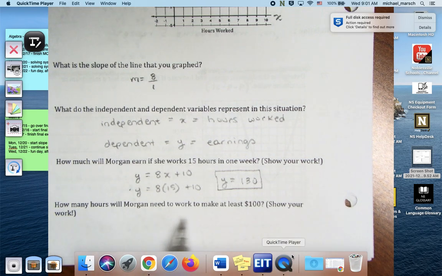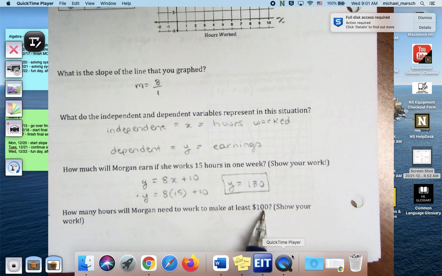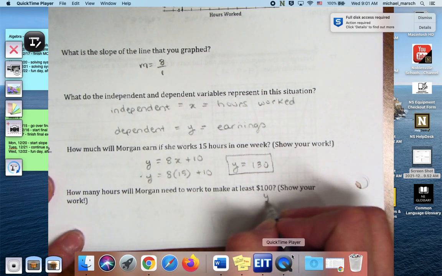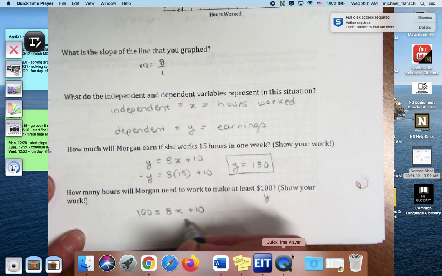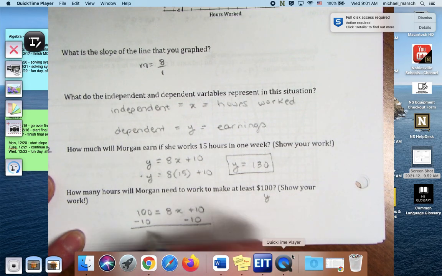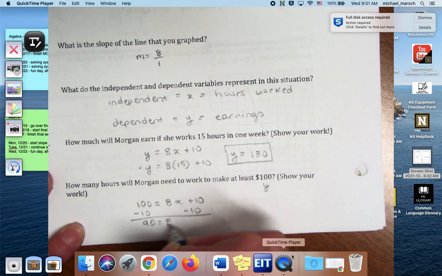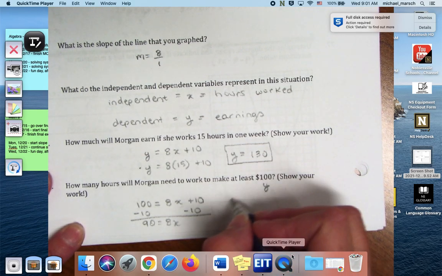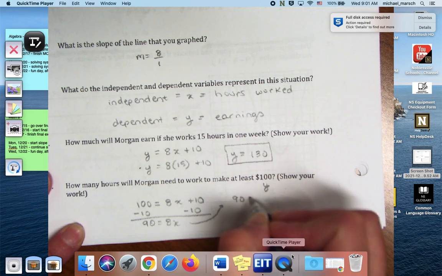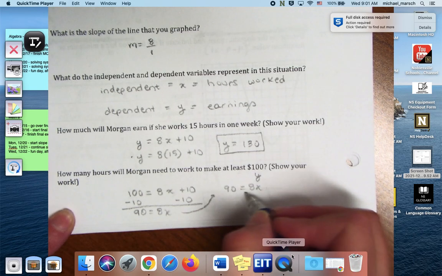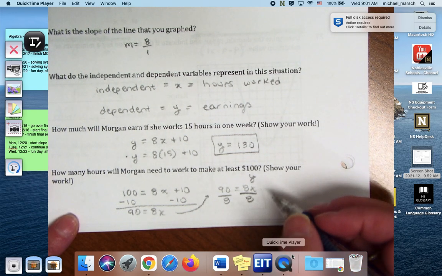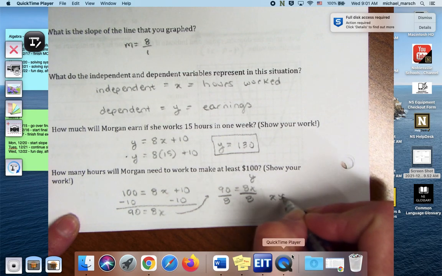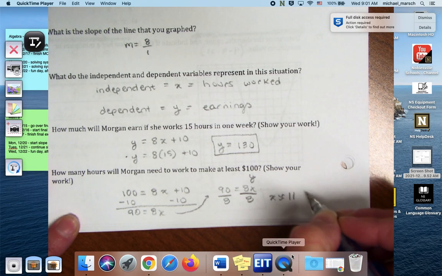How many hours will Morgan need to work to make at least $100? So if she wants to make 100, that's our y value. So I'm going to put that into the function. 100 equals 8x plus 10. I'm going to subtract 10 from both sides. So 90 equals 8x. I'm going to rewrite that up here. If I divide by 8, I get about 11 hours.